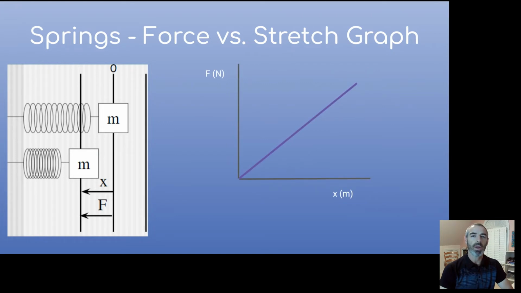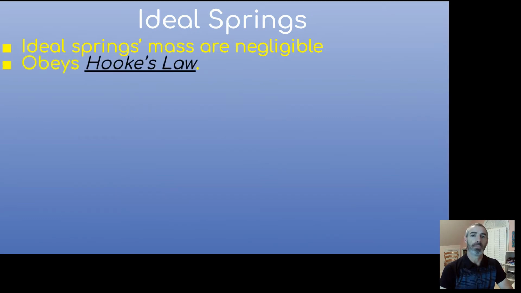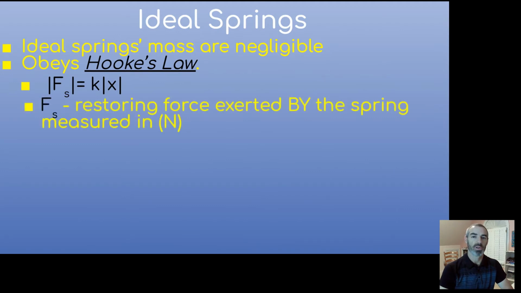And we're going to talk about ideal springs. And what is an ideal spring? An ideal spring is one where mass is negligible. So the mass does not factor in for the spring. An ideal spring also obeys Hooke's law. Notice the equation: the absolute value of Fs is equal to K times the absolute value of x. So Fs is the restoring force.